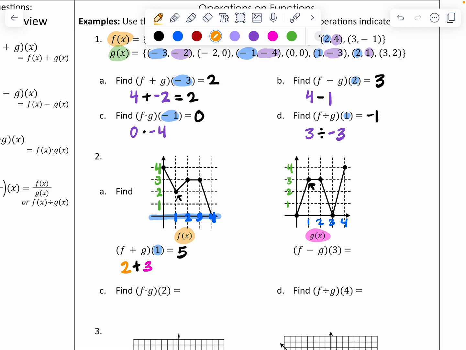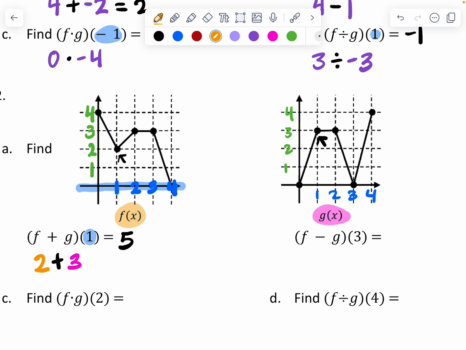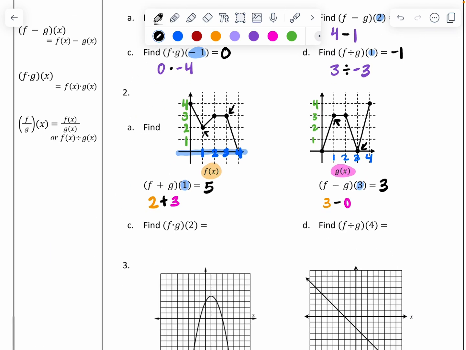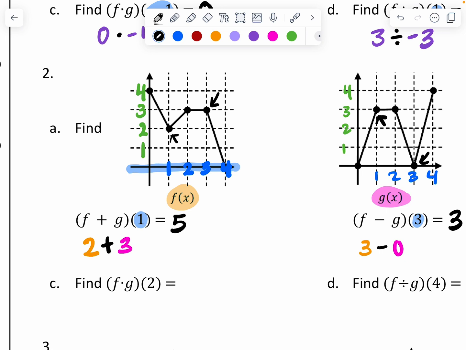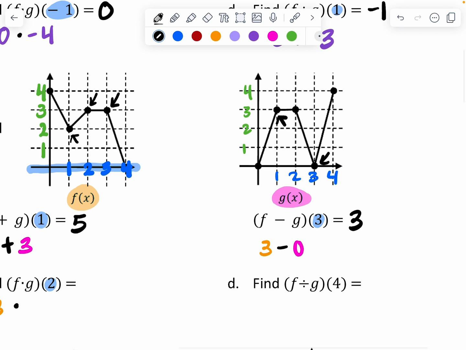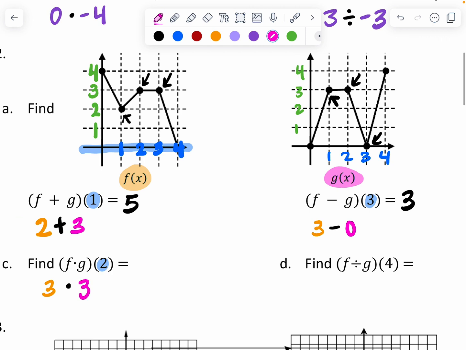Now we're going to find f minus g of 3. So in f of x, when the input is 3, that's this point here, the output is 3. In g of x, when the input is 3, that's this point here, the output is 0. 3 minus 0 is 3. Okay. F times g of 2. When the input is 2 in f of x, that point is here, and the output is 3. In g of x, when the input is 2, that point is here, and the output is also 3. 3 times 3 is 9.